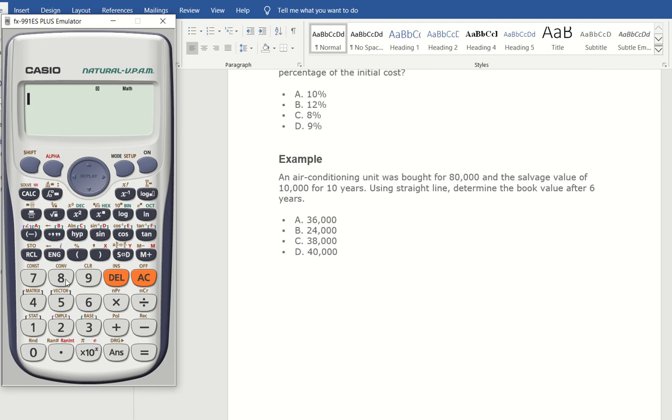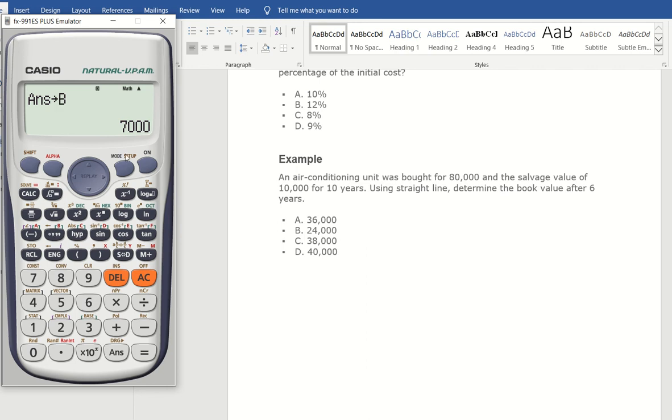So again, that's going to be 80,000. We need to store it in our A. Shift store A, that's the cost. And then in our B, the value, which is the cost minus the salvage value divided by the number of years. So we have 80,000 minus 10,000, that's 70,000, divided by 10 years. So we have 7,000. So store it in our B.